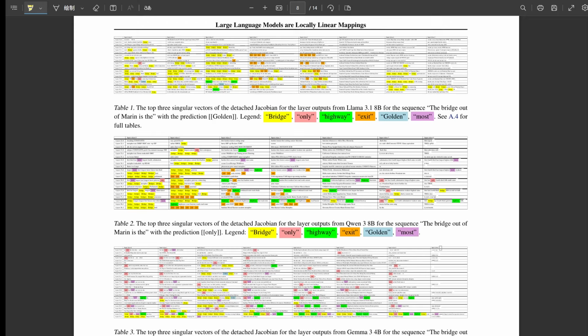Fascinating stuff, but the paper also presents a really exciting practical application derived from this method, right? Using the detached Jacobian for steering LLMs. Yes, this is a very compelling potential use case they demonstrate.